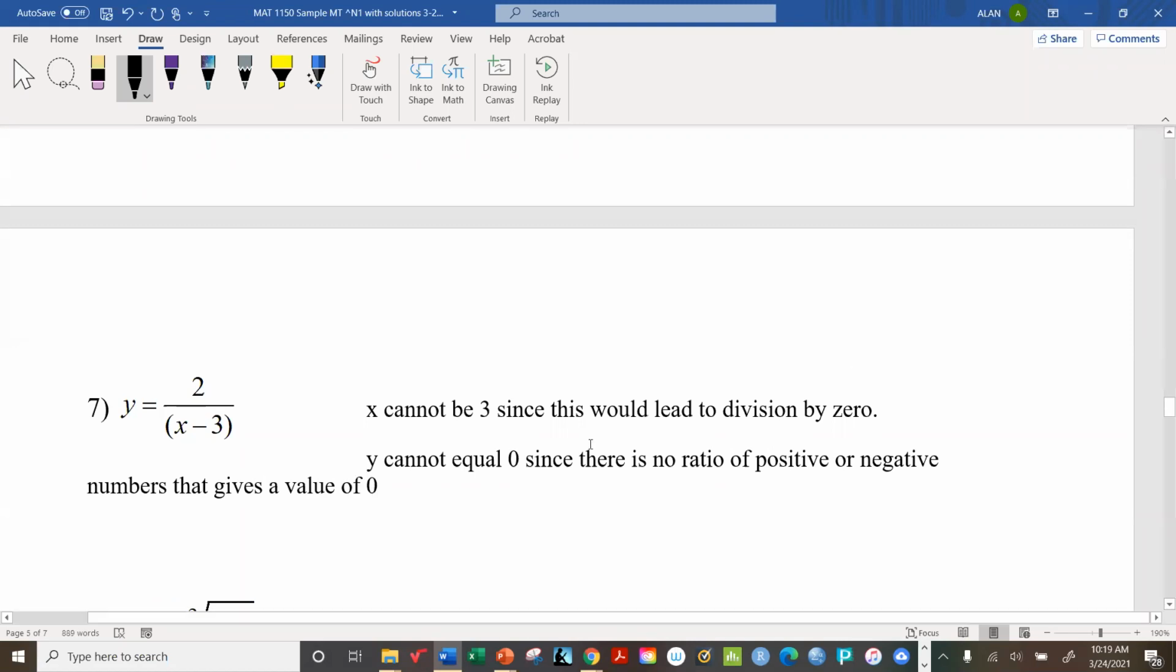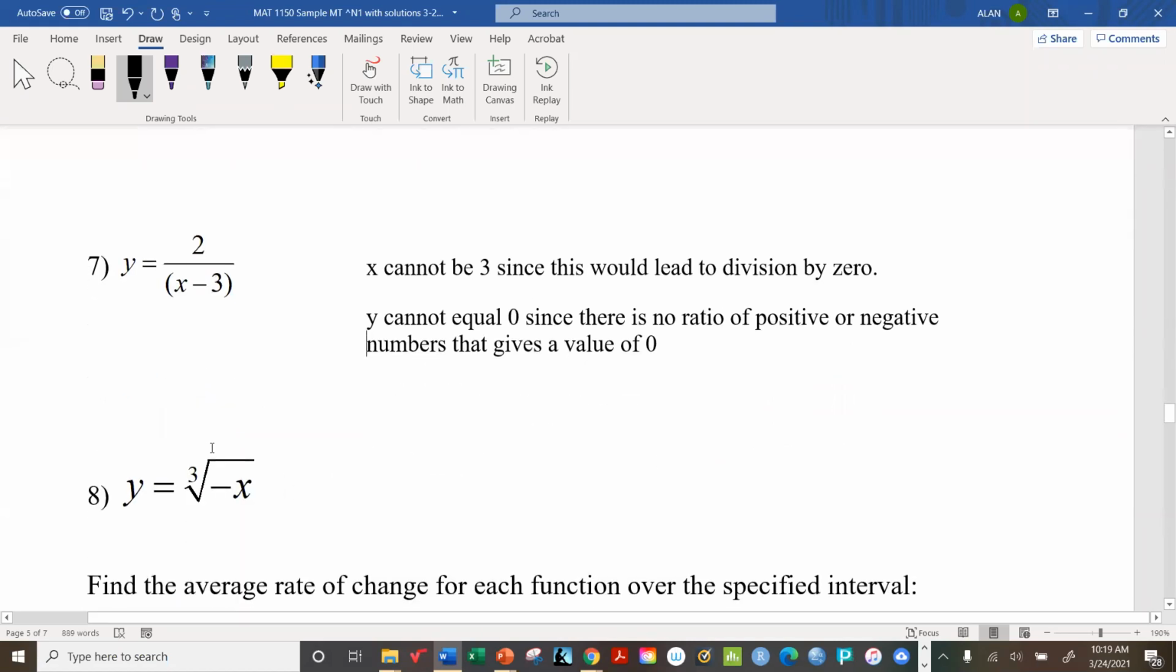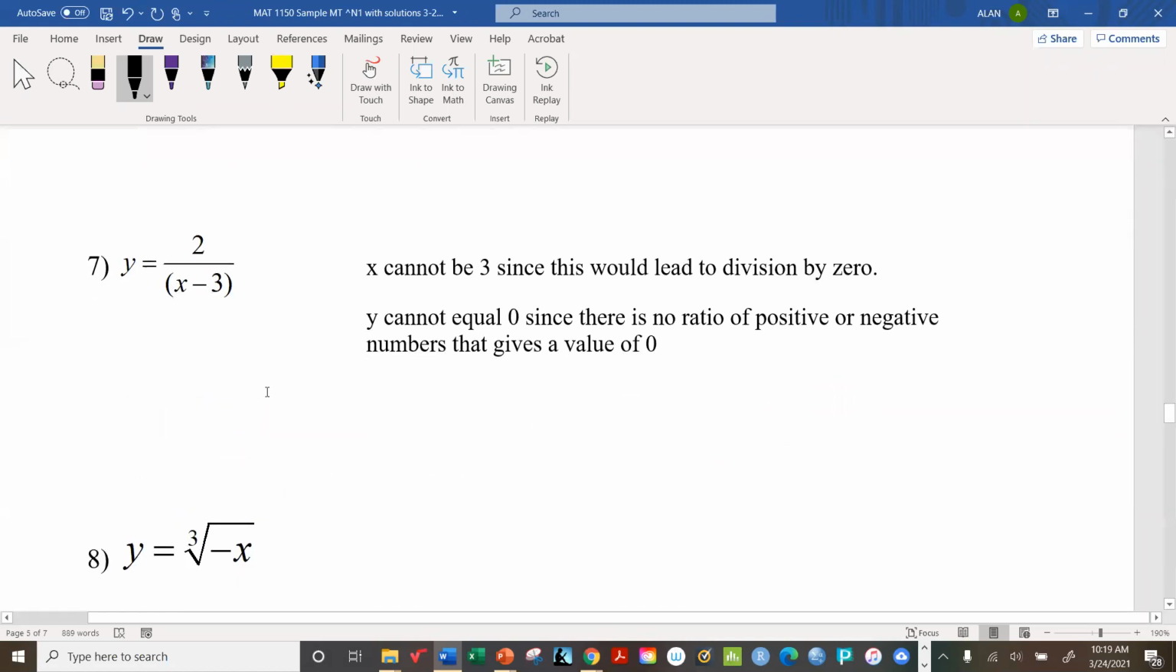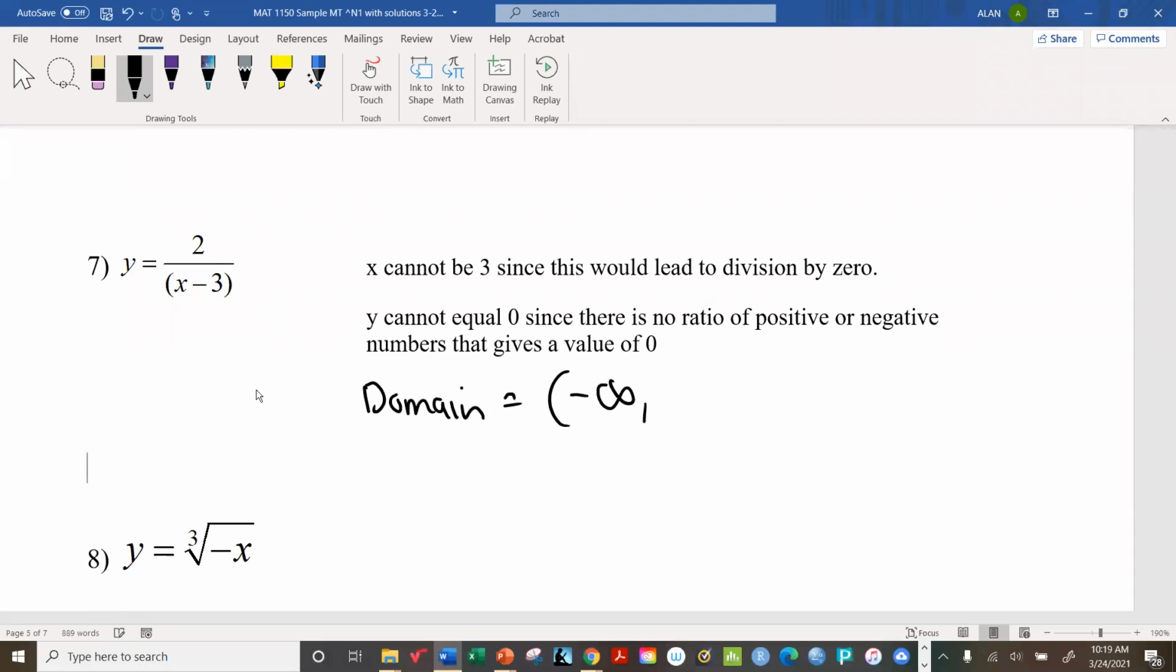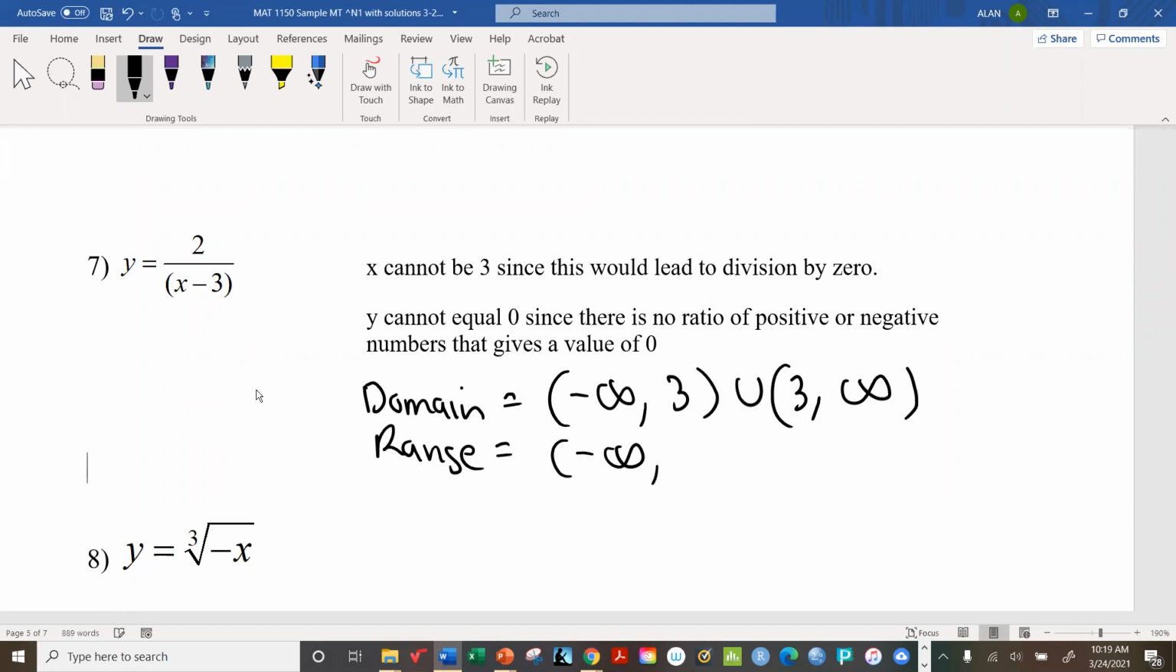All right, so we're basically saying then that we're leaving out x cannot be 3 and y cannot be 0. So therefore the domain can be written as negative infinity up to but not including 3. So we use the round bracket. And then again, not including 3 up to positive infinity. The range is similar, but it's 0 instead of 3 that we disallow.